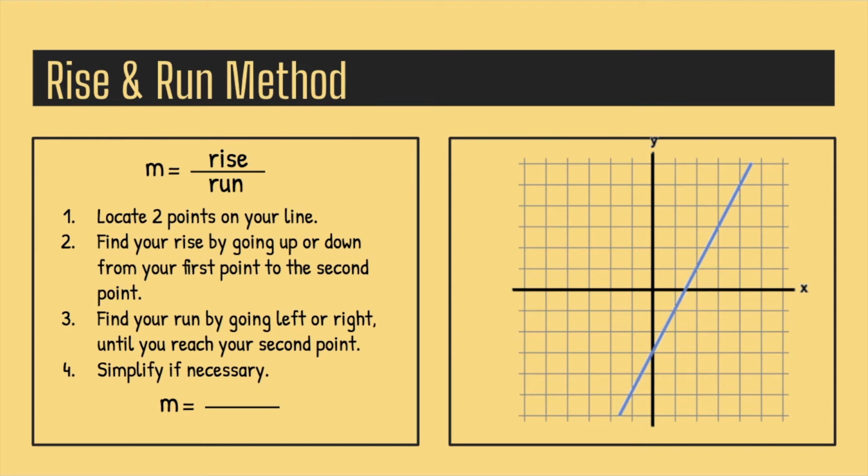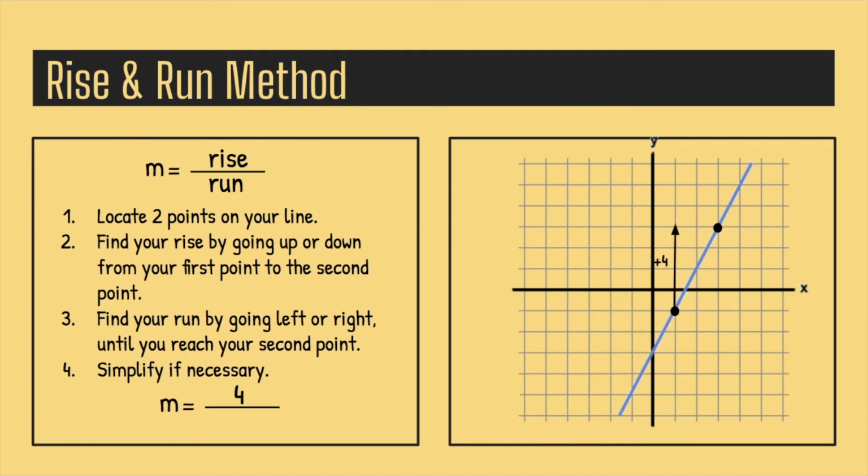First, let's look at 2 points on our line. So we have (1, -1) and (3, 3). Now we're going to start off by finding our rise. Now our rise is going to be either up or down, and don't forget, going up is positive and going down is negative. So let's go ahead and find our rise, which is positive 4.